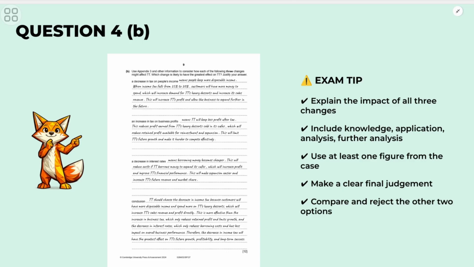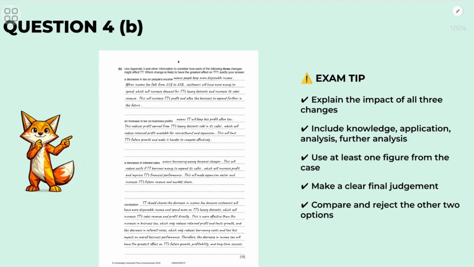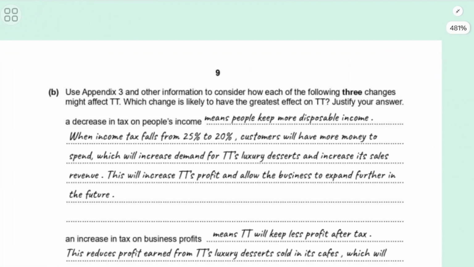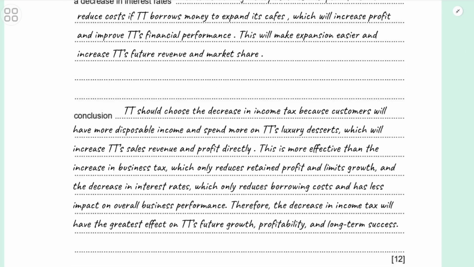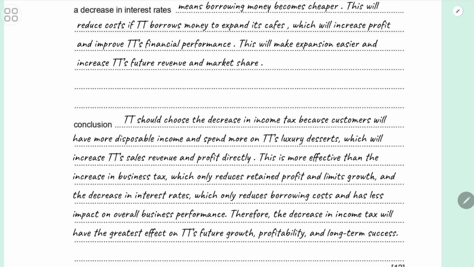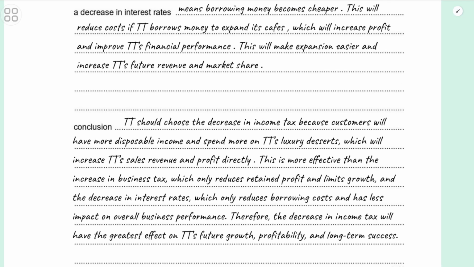Start with knowledge, then explain the impact and include application linked to TT, and develop this into analysis and further analysis, such as how it affects TT's profit, sales, or future growth. You should use application naturally inside your explanation, for example by using a figure or referring to TT's luxury desserts or cafes. The most important part is the conclusion, where you must make a clear justified judgment and compare the options, explaining why one has the greatest effect and why the others are less significant. This comparison is essential to reach level 3 and full marks.